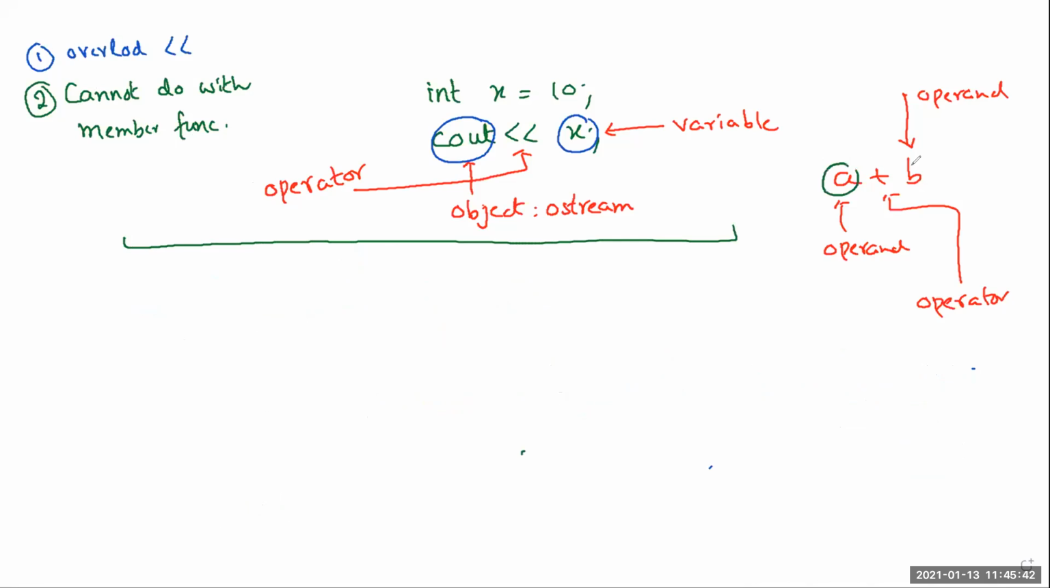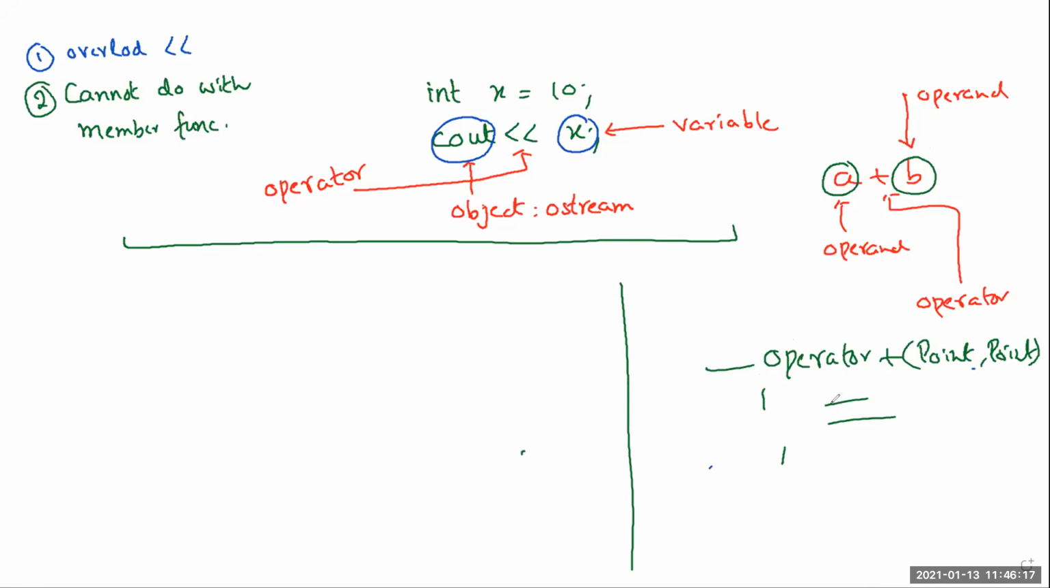If a and b are 2 points, and I want to overload the plus operator, I make a function operator plus, and since it is a non-member function, the number of inputs is the same as the number of operands. So if you are adding 2 things, there are 2 inputs, and it will be returning a point, and then you can write the body of this function. So when you are doing operator overloading with a non-member function, you pass both what is on the left as well as what is on the right.